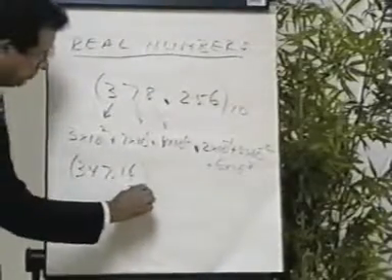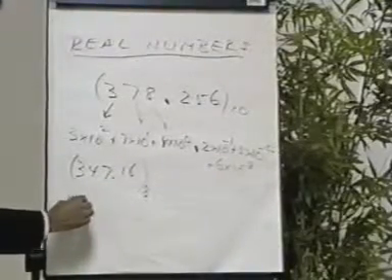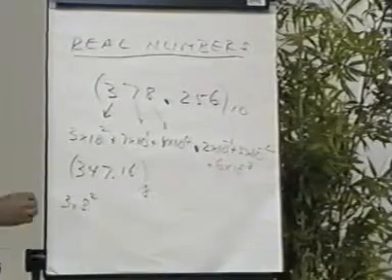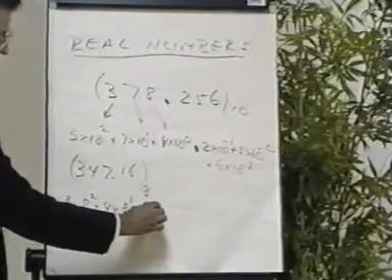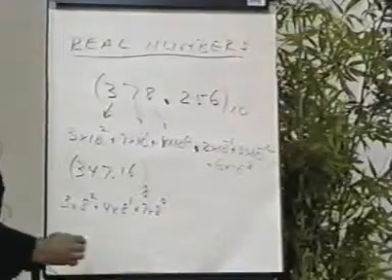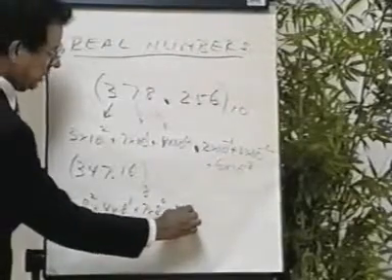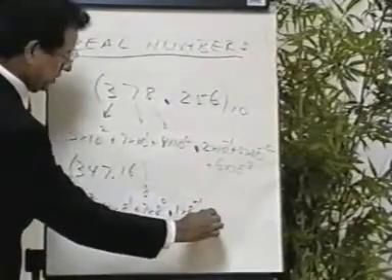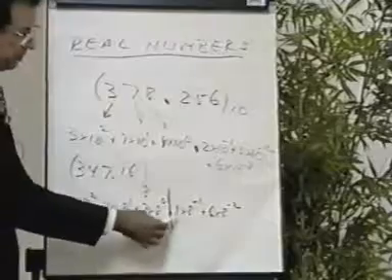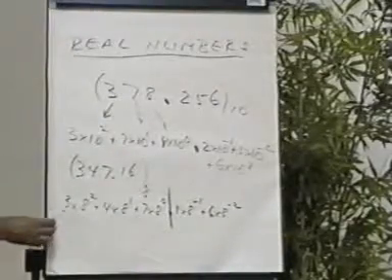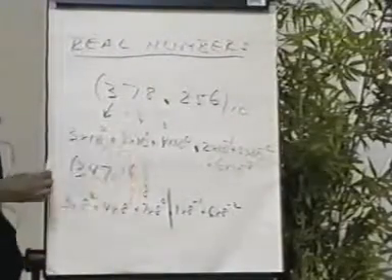347.16 octal, base 8. What does that mean? Well, once again, the 3 means 3 times, but now it's 8 squared, plus 4 times 8 to the first power, plus 7 times 8 to the 0th power. Then comes the octal point, followed by 1 times 8 to the minus 1 plus 6 times 8 to the minus 2. So we see again the separation of the fractional part from the integral part, and the base, or the radix, just indicates to us if we're working with a base 8 system or a base 10 system.